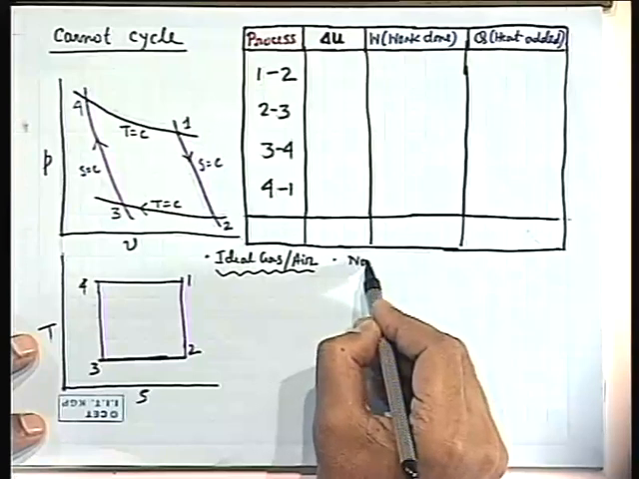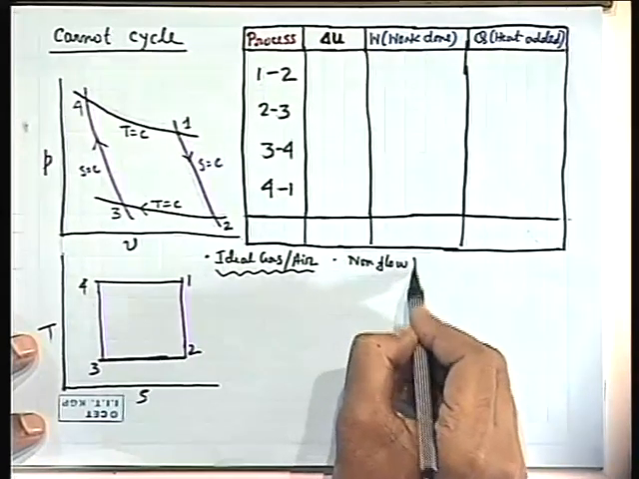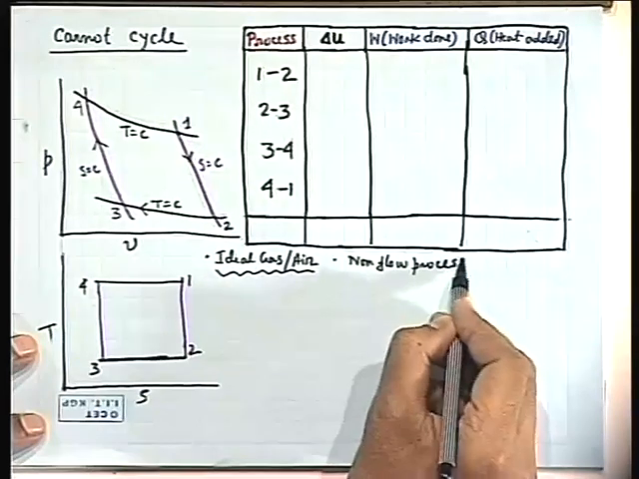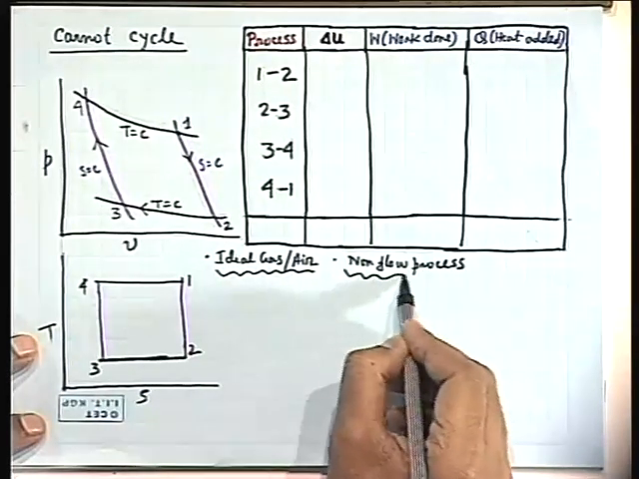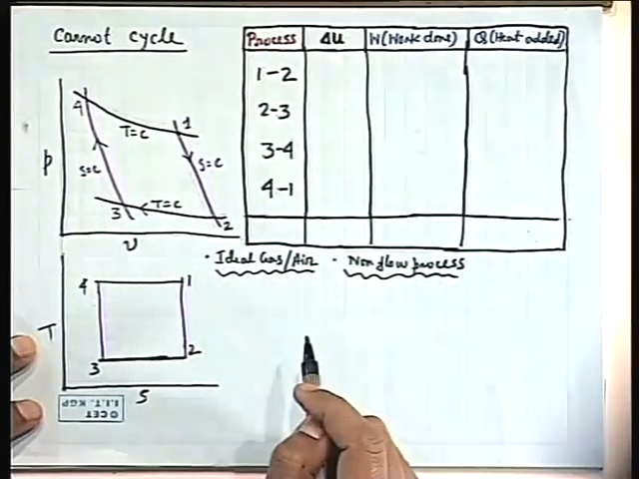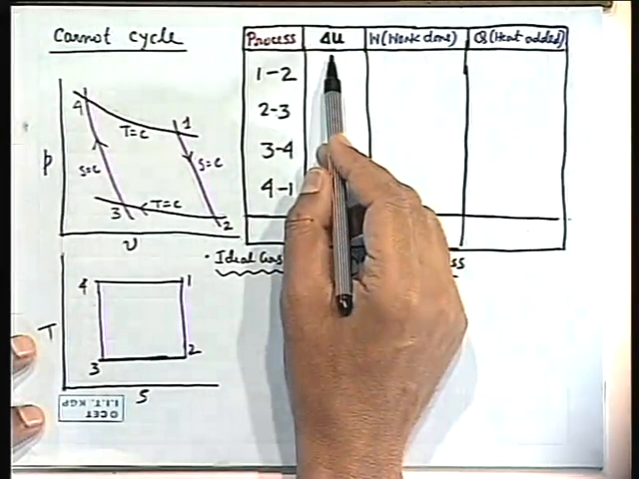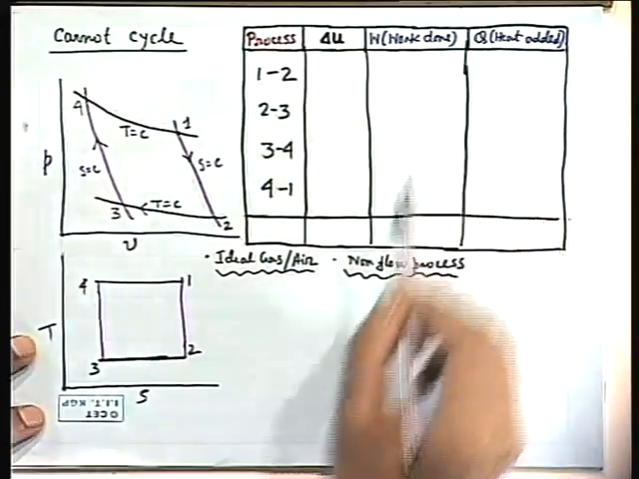So, the answer to this is non-flow process. That means process performed in a closed system. These two are extremely important while evaluating the parameters like work done, heat added, all these things.